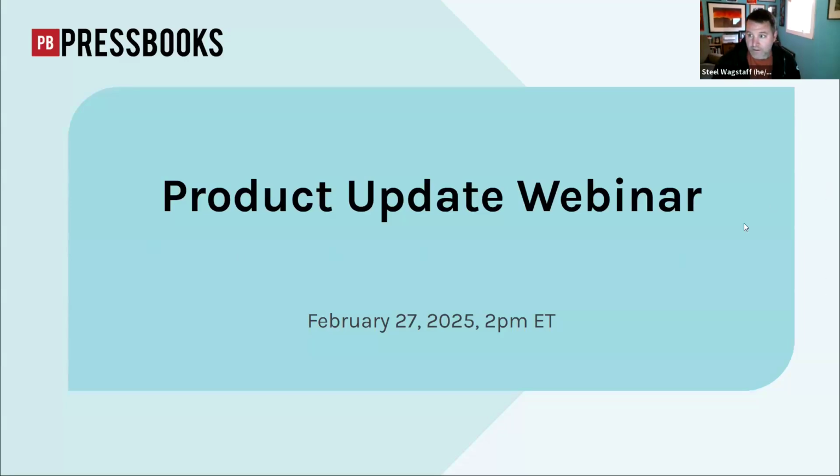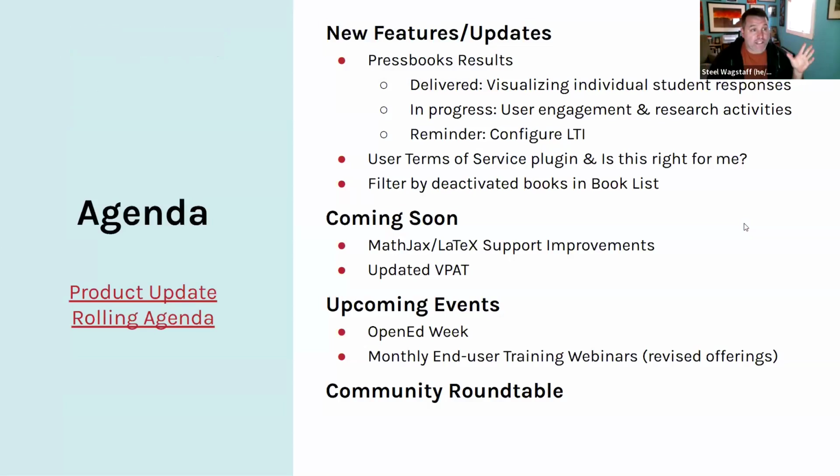I want to just give a high-level overview of what's on the agenda today. We're going to start by sharing some new features and updates about Pressbooks Results. We're going to talk about a new user terms of service plugin and whether it might be right for you. We'll talk about a new feature that lets you filter by deactivated books in the book list if you're a network manager. We'll give a preview of some stuff that's coming soon with both improvements for math and MathJax.